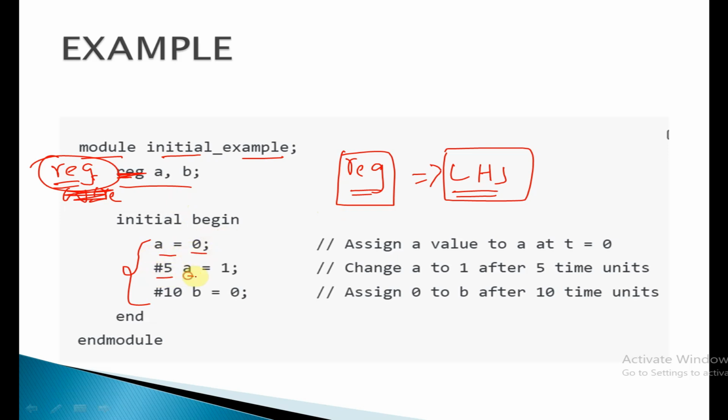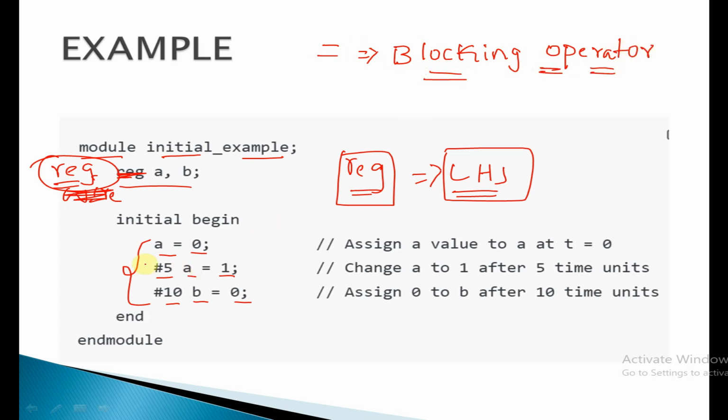and #5 a is equal to 1, and #10 b is equal to 0. Basically, here a few things I want to discuss now. This equal to operator is known as a blocking operator. And this is known as an assignment.